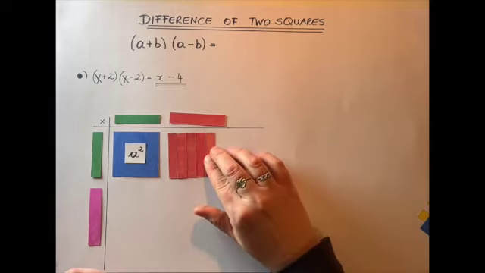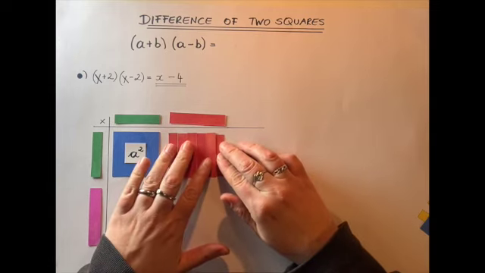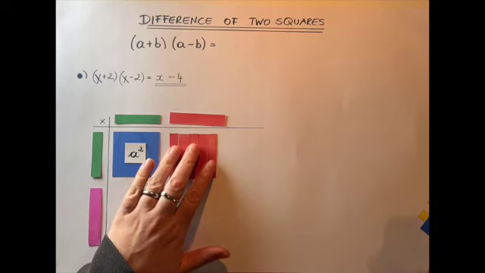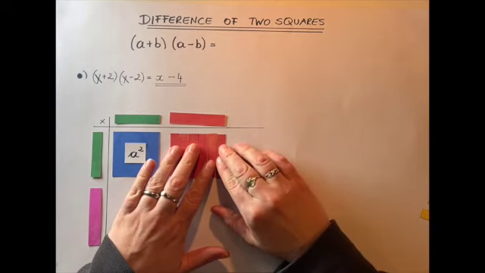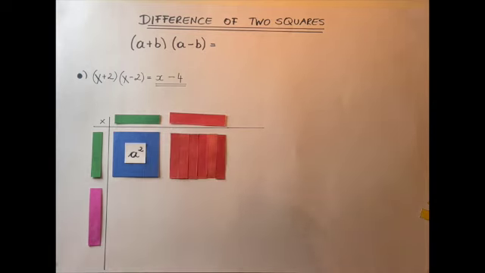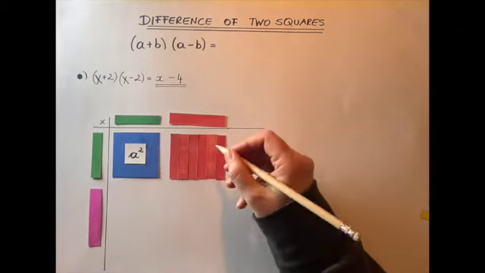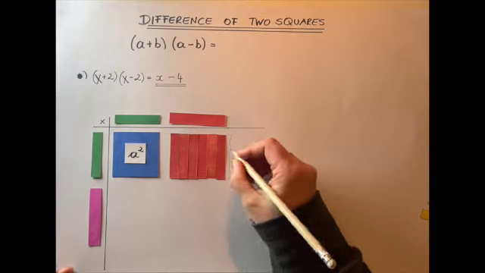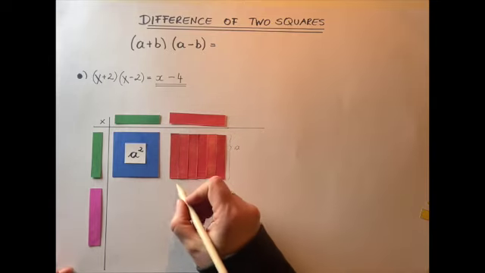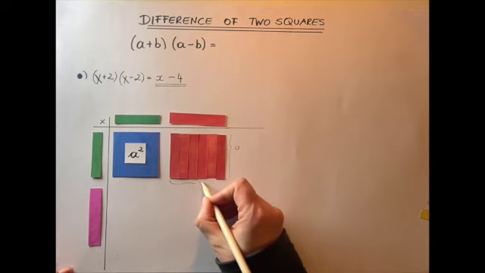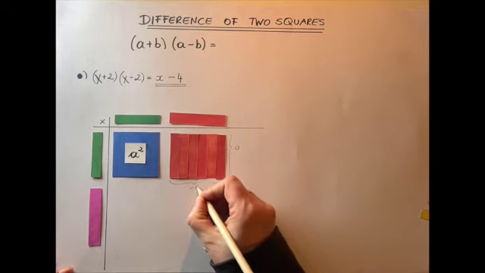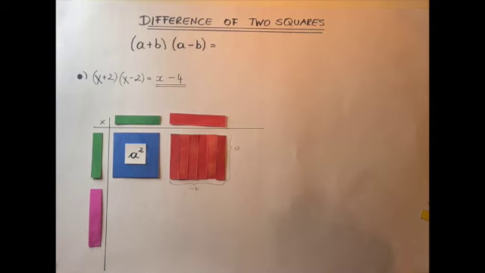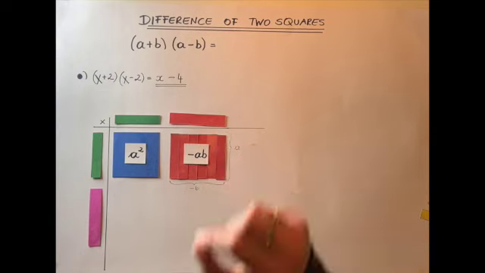So let's see. I am going to make a rectangle here. And this rectangle, I'm going to write this out again, has the side length here being a, and this side length being negative b. And that gives us a rectangle with the area negative AB.